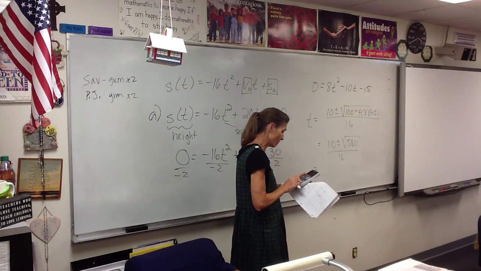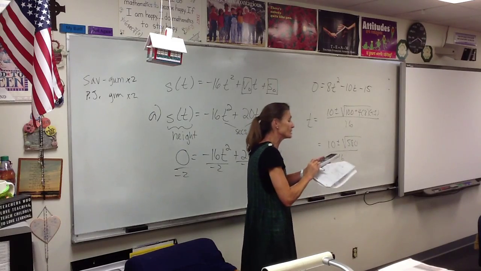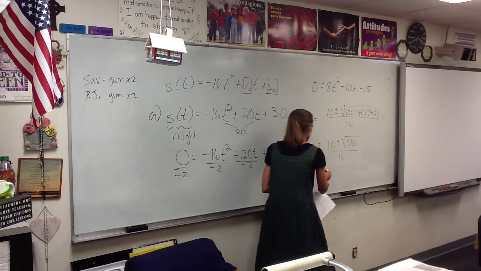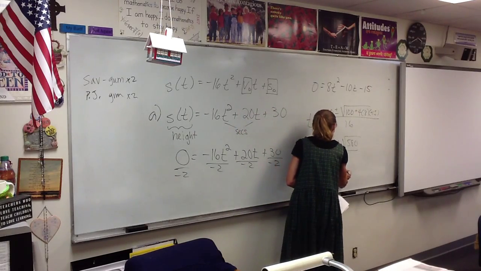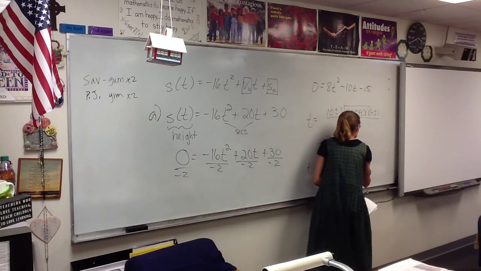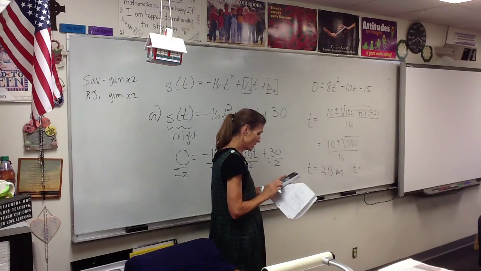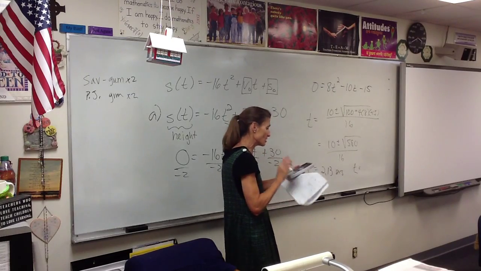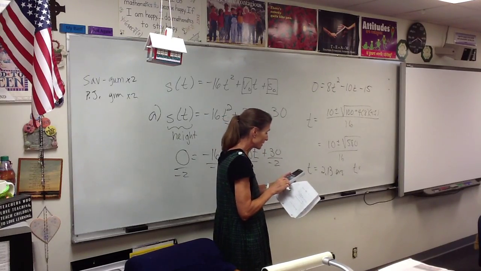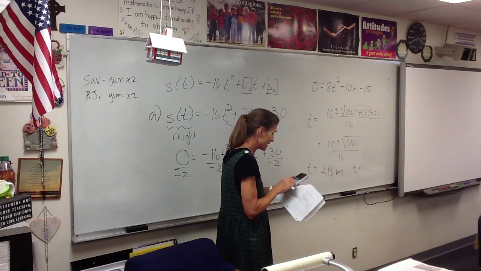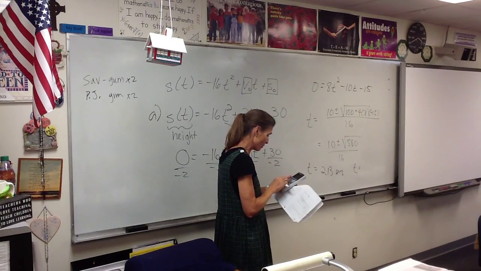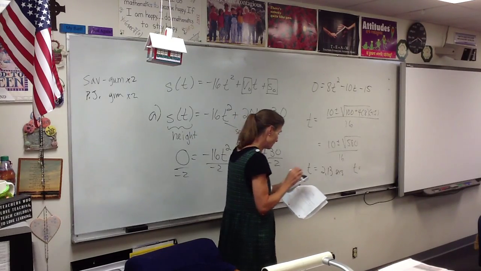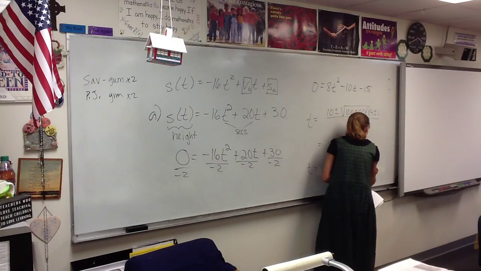So 10 plus the square root of 580 equals, make sure you hit enter, and then divide it by 16, 2.13 seconds is one answer. 10 minus the square root of 580, sorry about that, not 100, 10, divided by 16, negative 0.88 seconds.